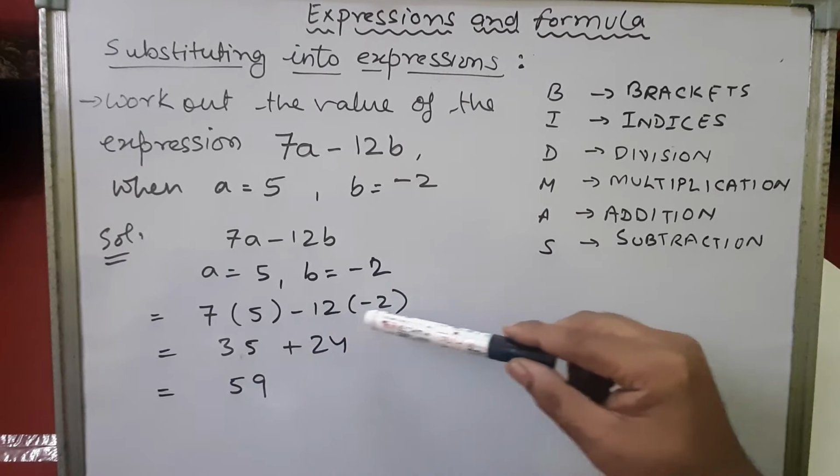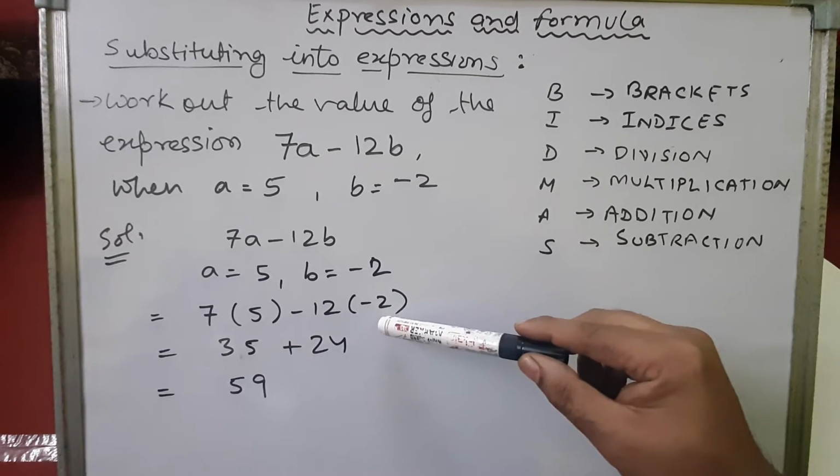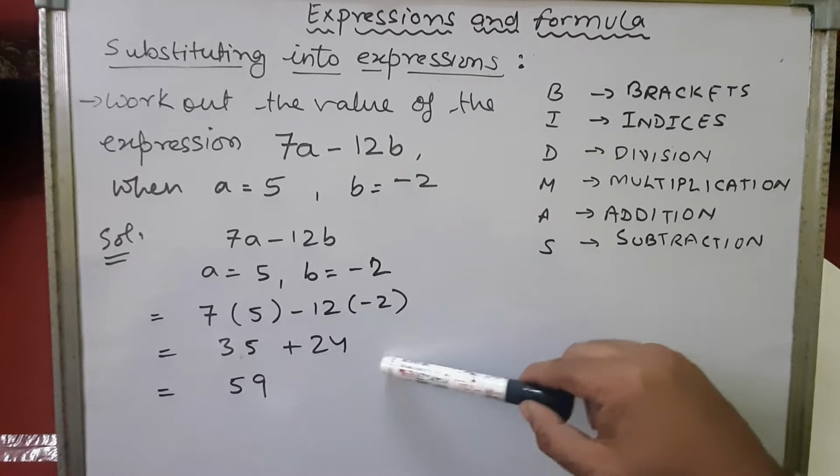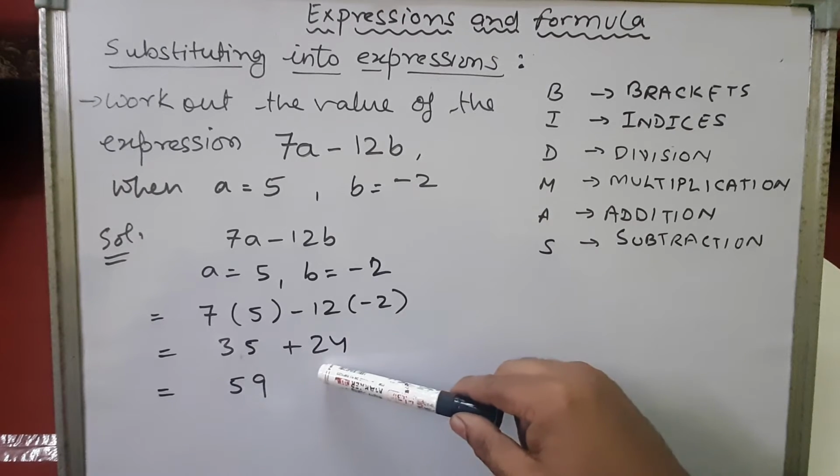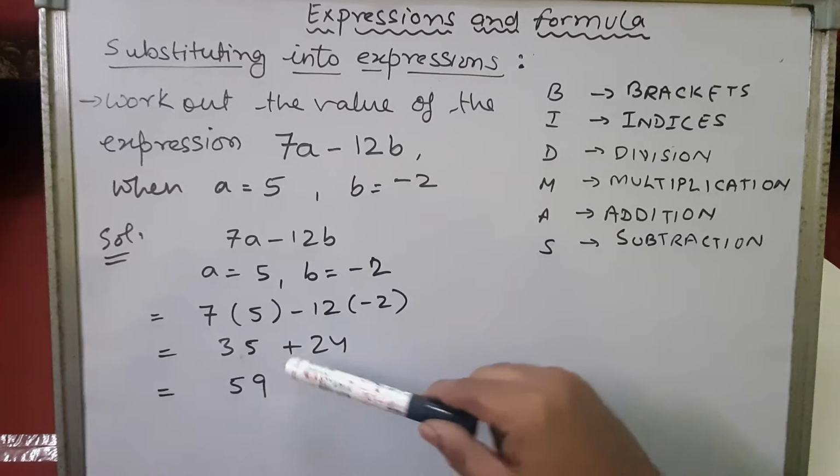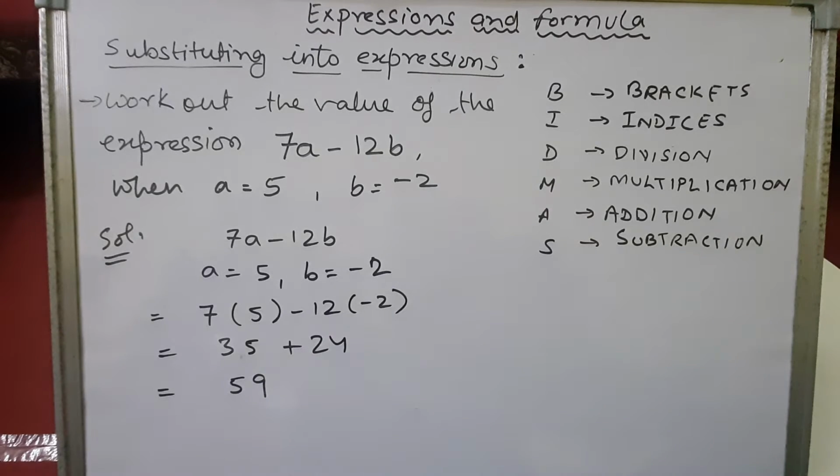Now we know that minus and minus when multiplied will become plus. So this minus 12 into minus 2 will be plus 24, and 7 fives are 35, so 35 plus 24 will be 59. So this is the value of the expression when a is 5 and b is minus 2. Please note down the solution.